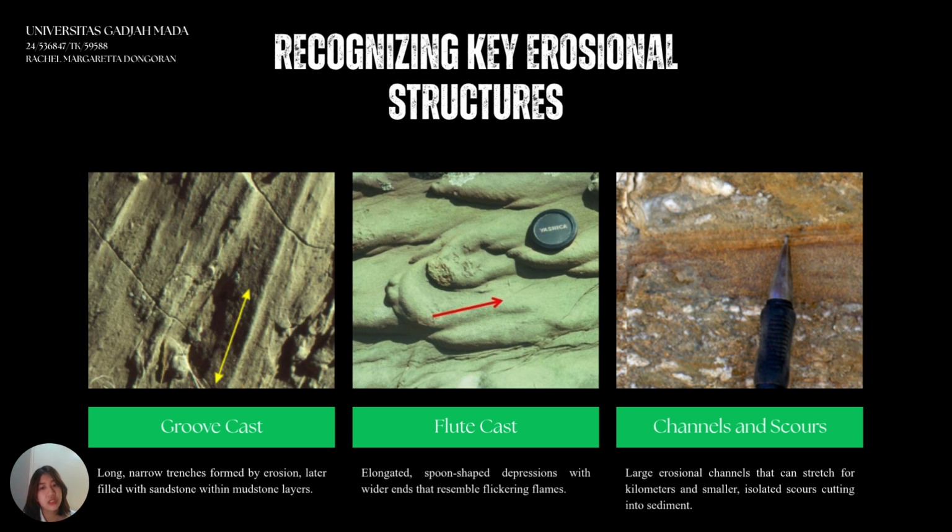Channels and scours are next. Here's the picture. These are larger erosional features, sometimes extending for meters or even kilometers. They're basically small valleys carved by strong currents, which later on will be filled by newer sediment. All of these erosional structures tell us about flow direction and energy, and they often appear on the base of sandstone layers, resting above finer grained rocks like mudstone or shale.